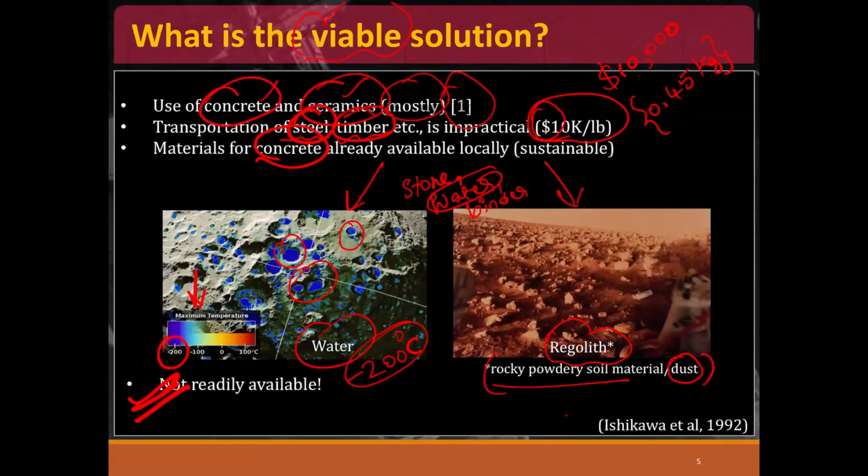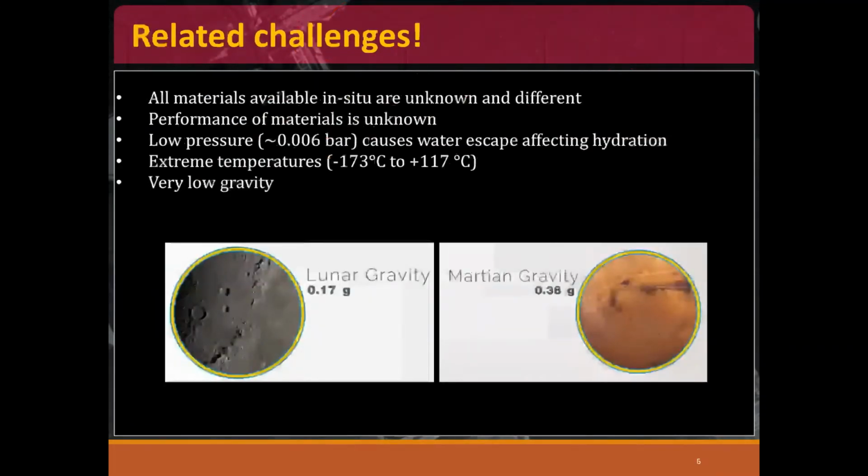After knowing the viable solutions, especially for making concrete, that's a viable solution, but what are the related challenges? Well, the materials that we saw, like water and regolith, are different from those materials that exist on Earth, and their properties are not fully known. We also do not know how those materials are going to perform by themselves and when used in concrete.